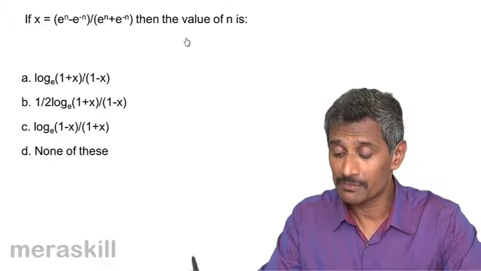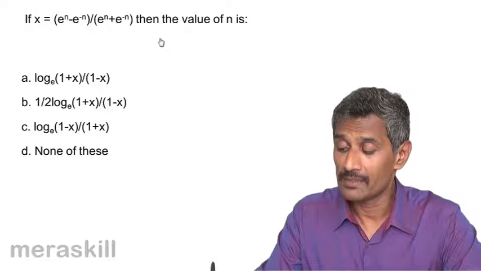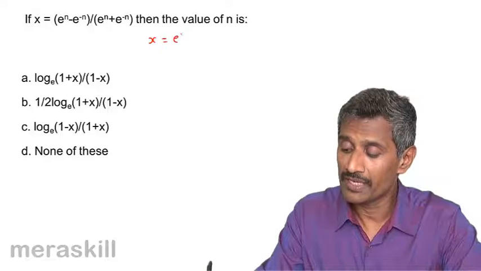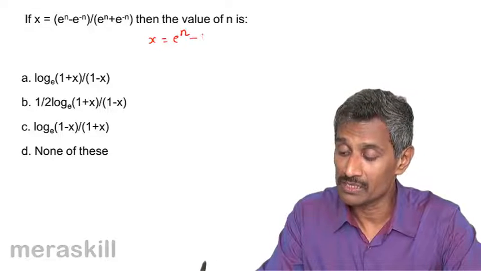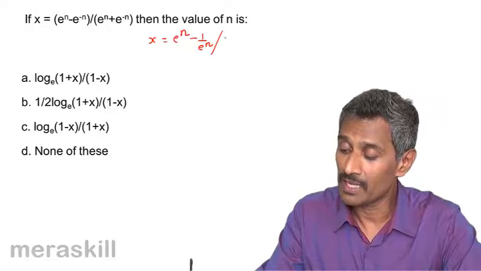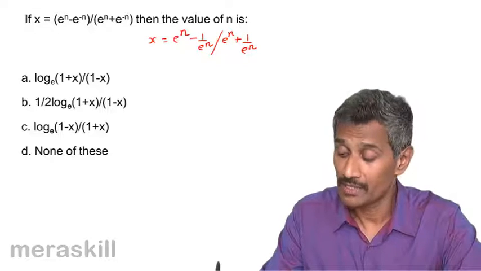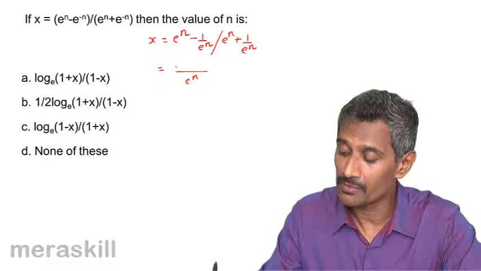This requires some simplification. So we have x is equal to e raised to n minus e raised to minus n, which can be written as 1 upon e raised to n, divided by e raised to n plus 1 upon e raised to n, right? Now if you take the LCM, you get e raised to n.